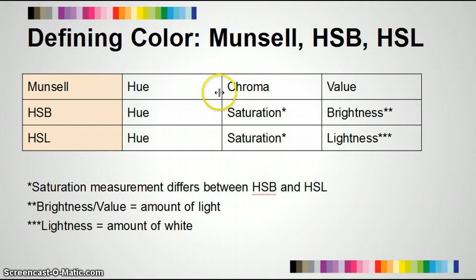Saturation is like chroma and refers to the intensity of a color. Saturation is measured differently in the HSB and HSL models. Brightness and value carry information about blackness, while lightness conveys information about black and white.